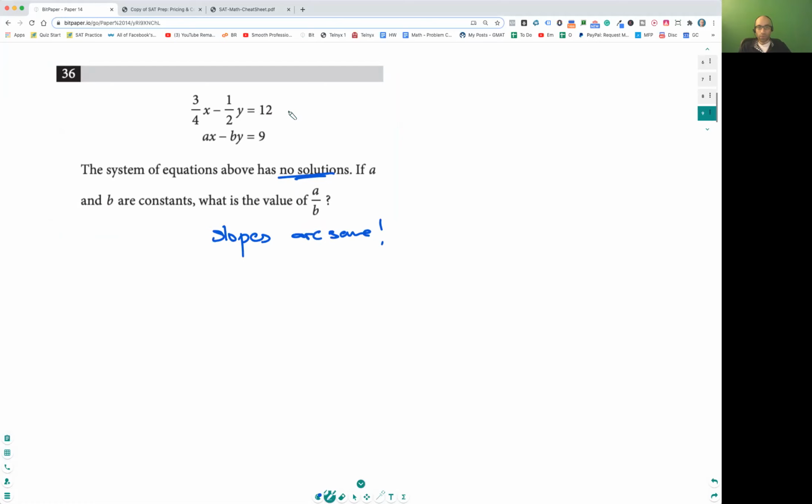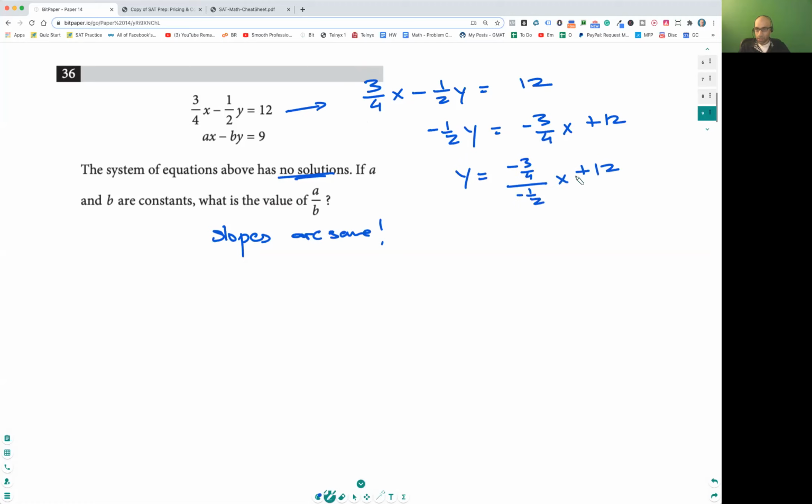So first write this as y is equal to mx plus b, right? So how do you write this? You've got 3 over 4 x minus half y is equal to 12, right? So I'm going to move this to the other side. You've got negative half y is equal to negative 3 over 4 x plus 12, right? So you got this. Now you move this guy down. So you have y is equal to negative 3 over 4 over half x plus 12, right? So now negative negative cancels out.